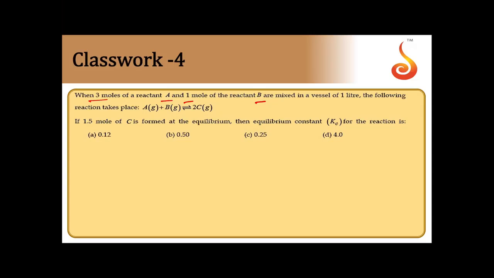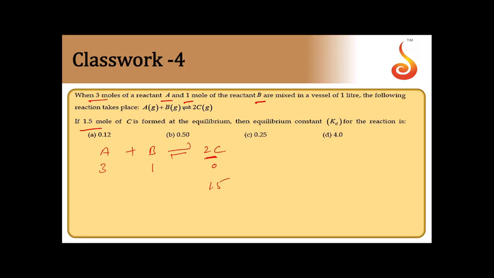And at equilibrium 1.5 moles of C is being formed. So A plus B giving rise to 2C. Initially we have A as 3 moles, B as 1 mole, and C as 0. At equilibrium, 1.5 moles of C is being formed. Now, from observing the stoichiometry, 2 moles of C will form from 1 mole of B.